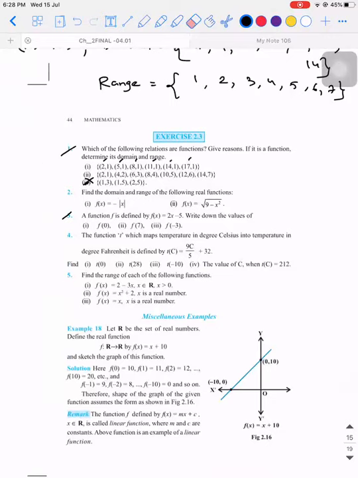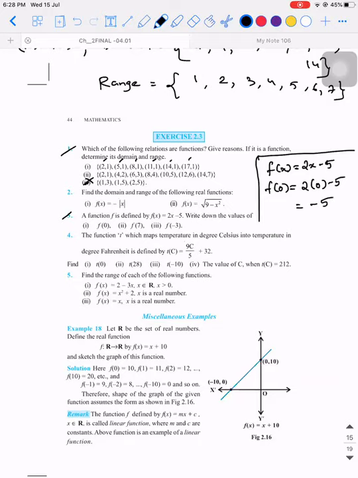So there is a function f which is defined by f of x is equal to 2x minus 5. Write down the value of f of 0. So f of x is given as 2x minus 5. What is f of 0? Minus 5. 2 into 0 minus 5, it will be minus 5. Similarly, what is f of 7? 9. Similarly, what is f of minus 3? Minus 11. Right? So it is again a simple question.